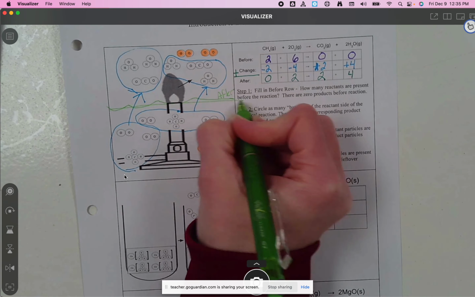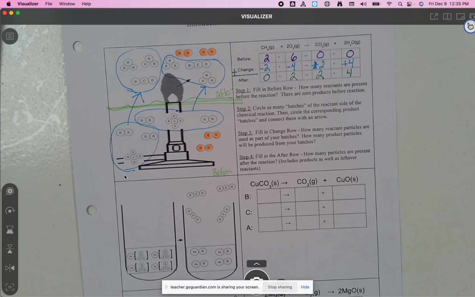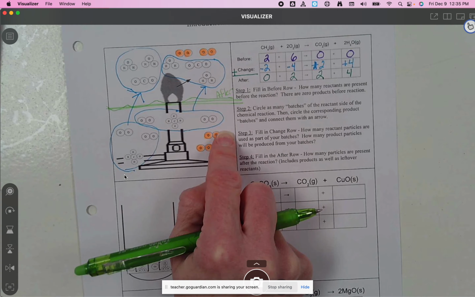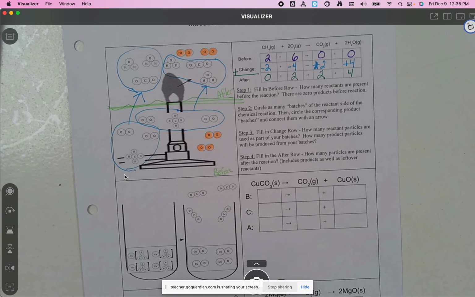And then this is just kind of the line in between there. So these 2 oxygens didn't get used up, so they're still around when the whole process is over. Let's talk just a minute about leftovers.